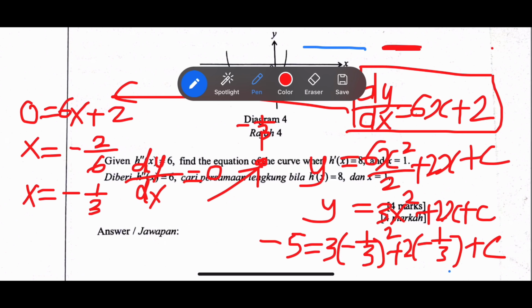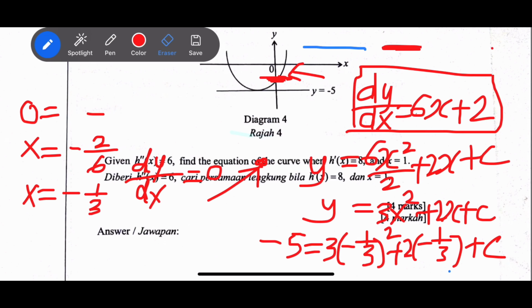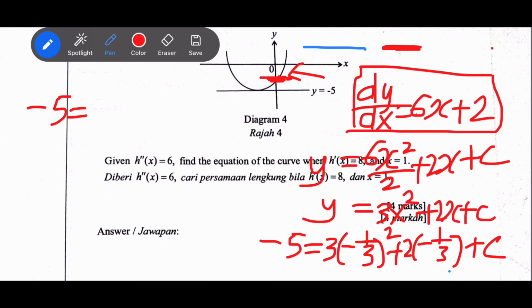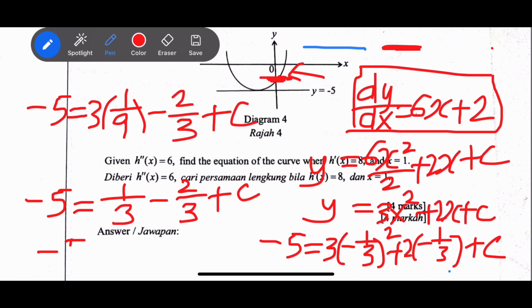Substitute carefully because there is a negative. So you have negative 5 equal to 3 times negative 1 over 3 squared plus 2 times negative 1 over 3 plus c. Wow, so many negatives, huh? So we need to solve it carefully. Let's do again. Negative 5 is equal to 3 times negative 1 over 3 squared, which is 1 over 9, minus 2 over 3, plus c. So you have negative 5 equal to 1 over 3 minus 2 over 3 plus c. So finally, you have negative 5 equal to negative 1 over 3 plus c.